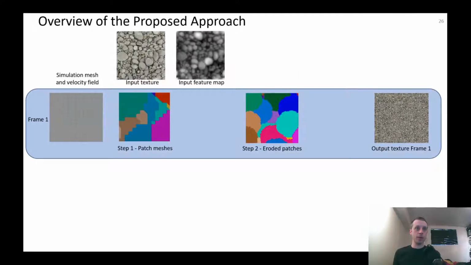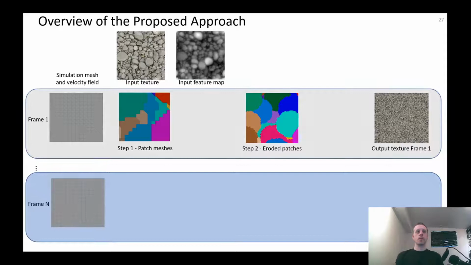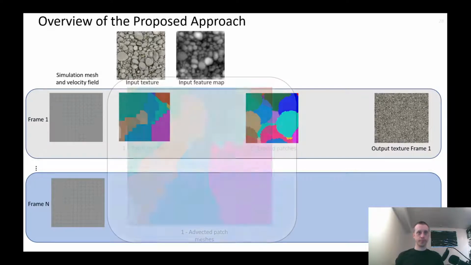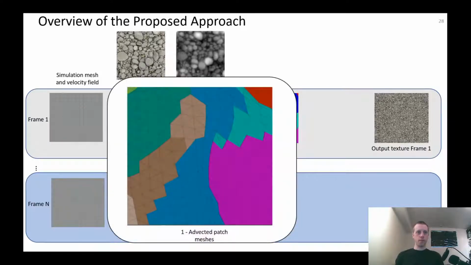This was for the first frame of the animation. We will now explain how we deal with the remaining frames. For the subsequent frames, we do an advection of the patch meshes. What we want to advect are the polygon's vertices.